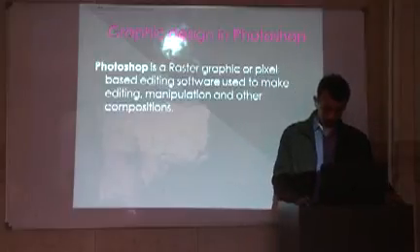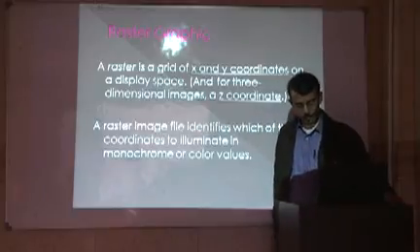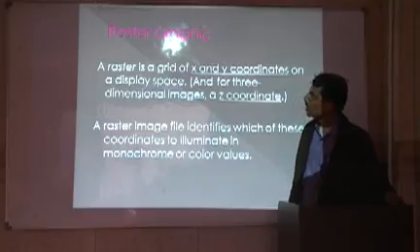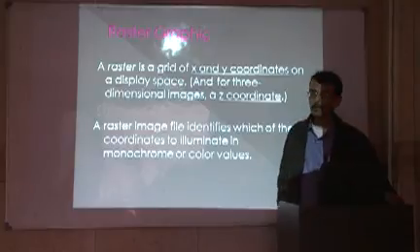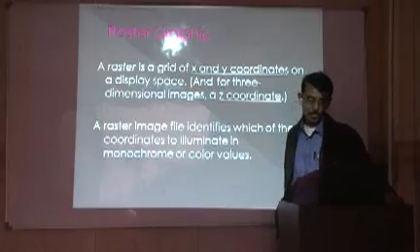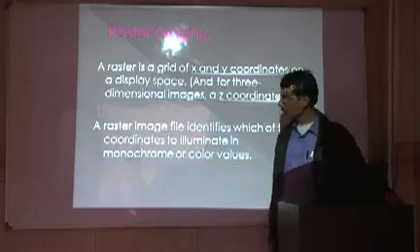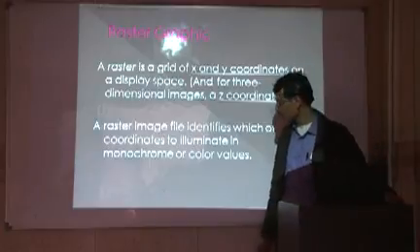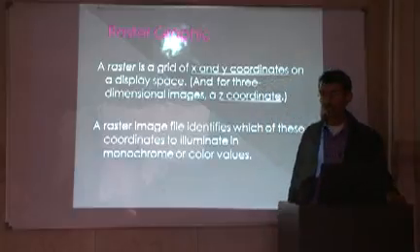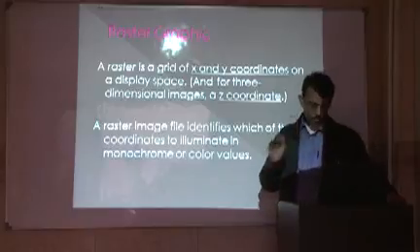So what is raster graphic? I can give you a small idea about this one. A raster is a grid of x and y coordinates on a display space. For three-dimensional images, you can consider the z coordinate also. A raster image file identifies which of these coordinates to illuminate in monochrome or color values. Monochrome means single color, like grayscale images, and color values means we are talking about RGB color modes or CMYK color modes or HSB, etc.